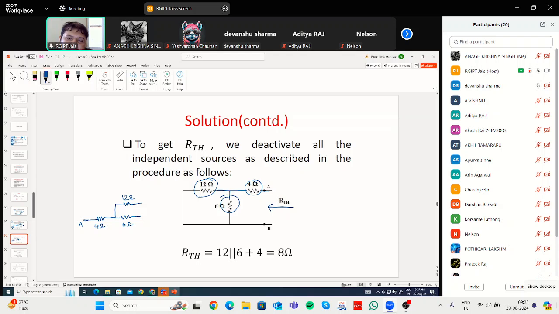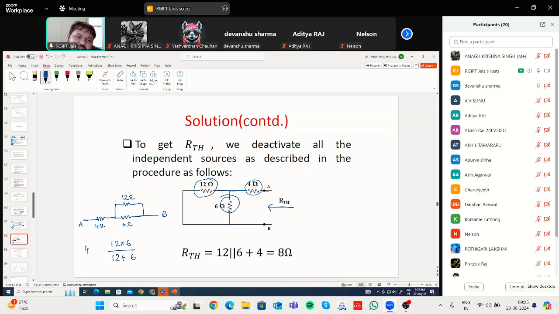Again, these two branches are getting added up here, and this is the B part. So between A and B, what is the resistance? 4 ohm resistance. Again, these two are in parallel. So what will be the equivalent resistance? 12 multiplied by 6, over 12 plus 6. Okay. So this is the equivalent resistance of this parallel circuit.